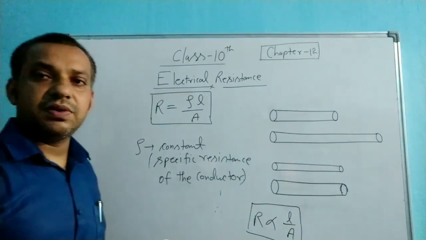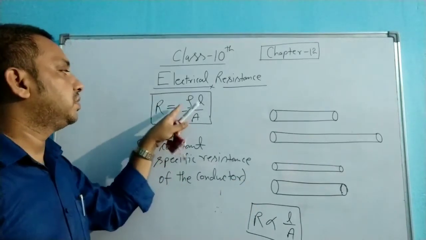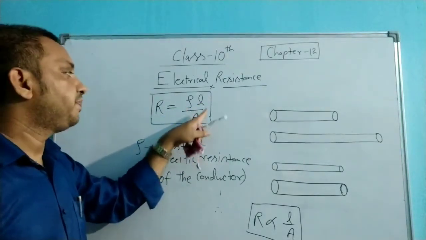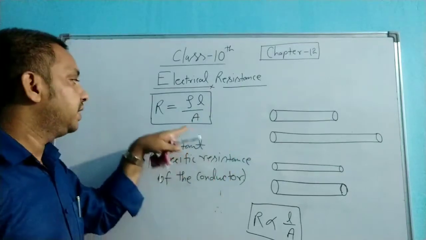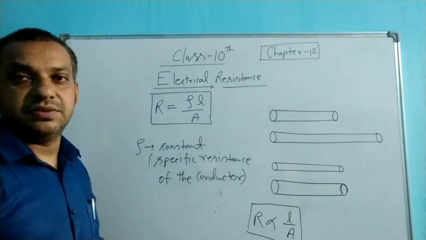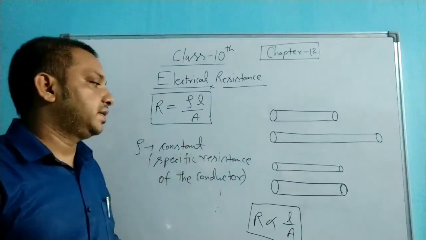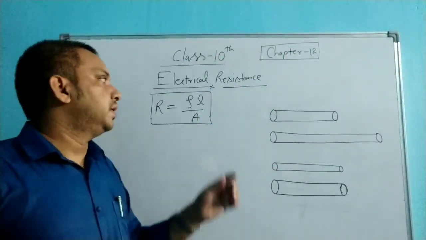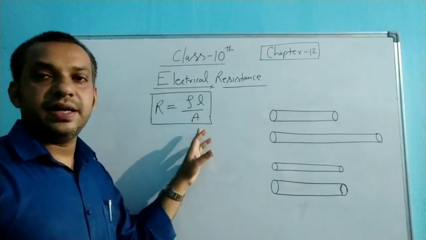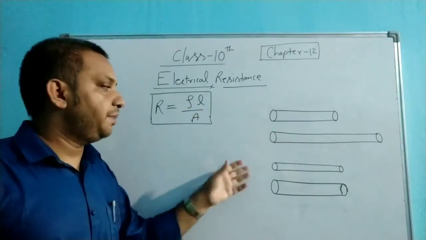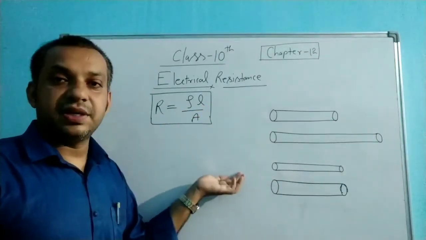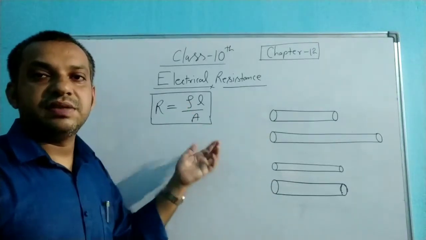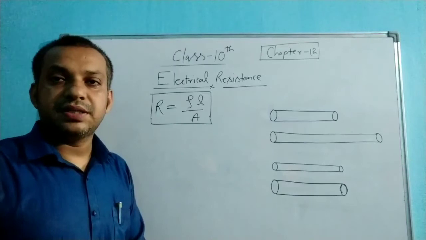So what is the formula for the electrical resistance? R is equal to rho L by A. Here rho is what? The specific resistance. L is what? The length of the conductor. And A is what? The area of cross section. So this is the formula for the electrical resistance. It depends upon the length and the area, and here rho is the material property, called the specific resistance. So that rho will decide for different materials, you will get different electrical resistance.